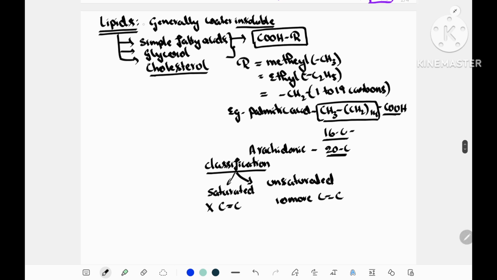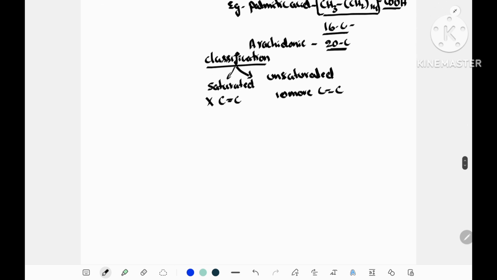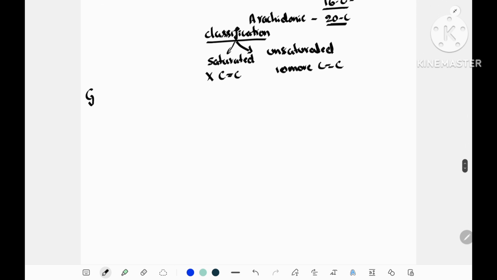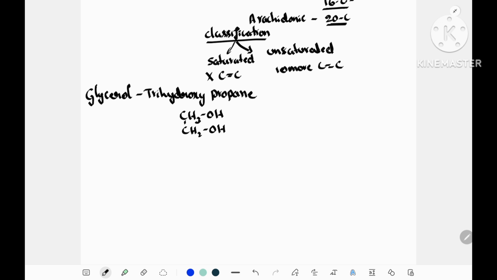And another type of the lipids, as we discussed, is glycerol. Glycerol is referred to as trihydroxypropane, and the formula is written as CH2OH, CHOH, CH2OH. So here trihydroxy refers to the presence of 3 OH groups.